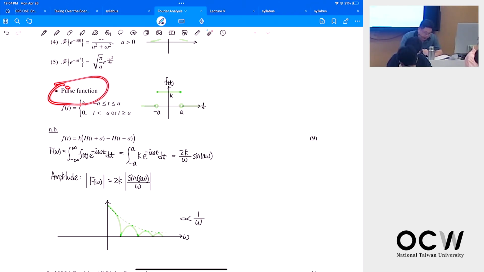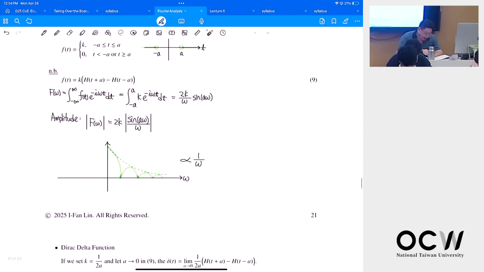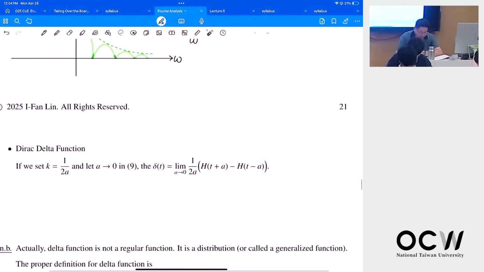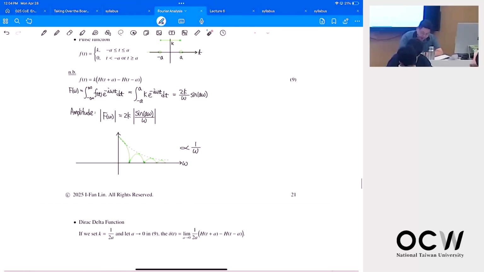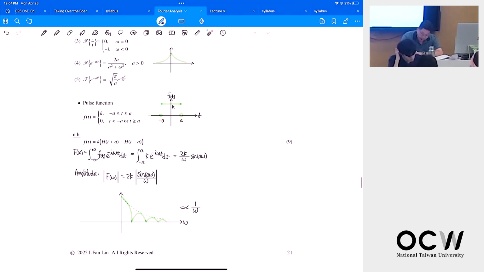The second one is called the delta function, which is mentioned here. The Dirac delta function. Just think about the pause function. When the pause function has height k equals 1 over 2a, and then a goes to 0, so this is 1 over 2a, right? For example, if a is minus 5 to 5, then this k is 1 over 10.